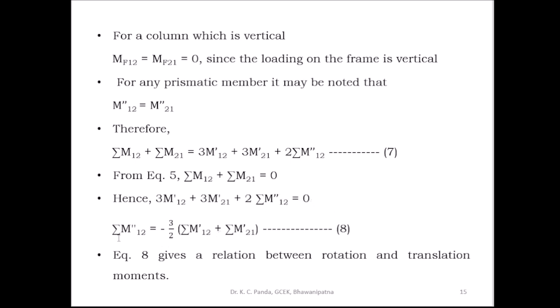After simplification, summation of M''12 is equal to minus 3 by 2 into the summation of M'12 plus summation of M'21. This is equation 8. Equation 8 gives a relation between the rotation and translation moments. This is the rotation moment, this is the rotation moment, and this is the translation moment. So this is the relation between translation and rotation moments.